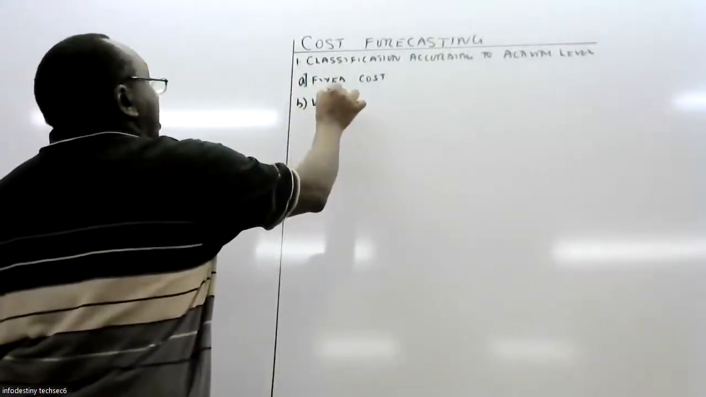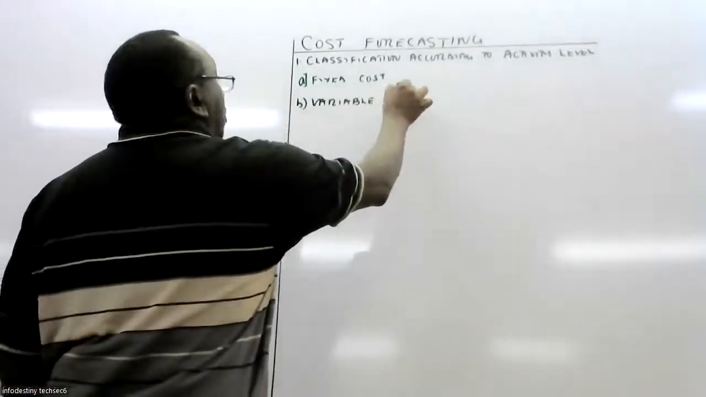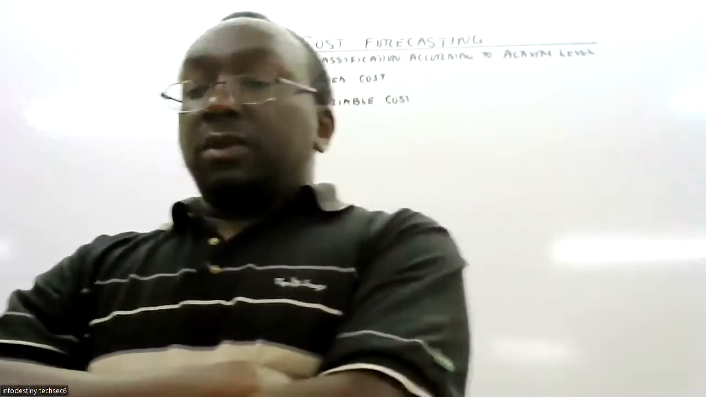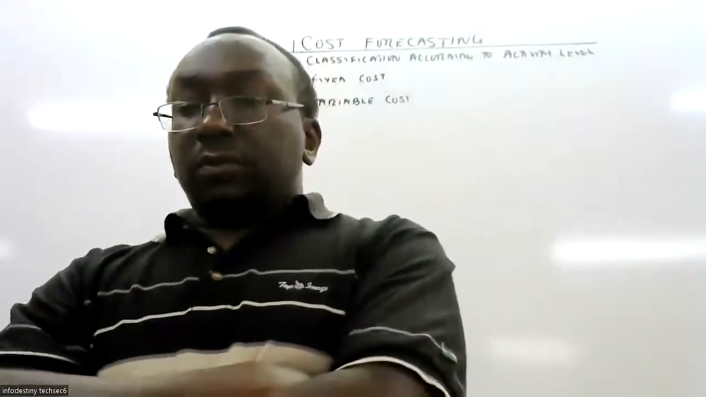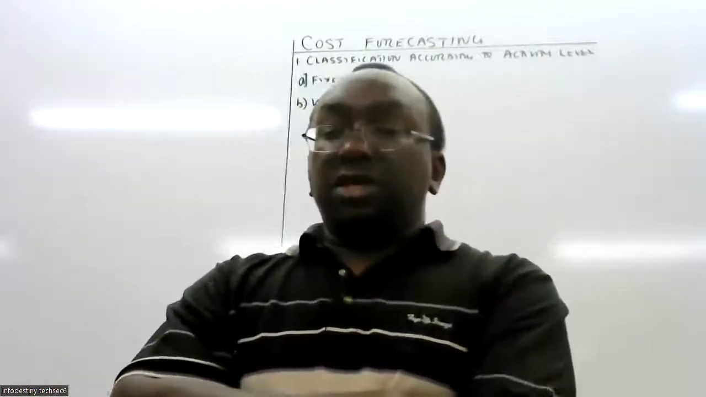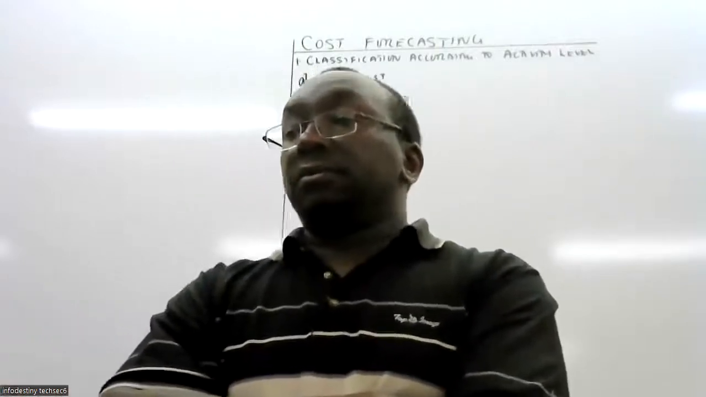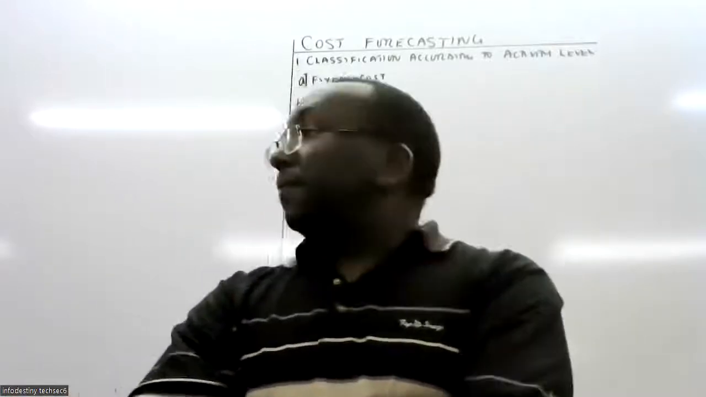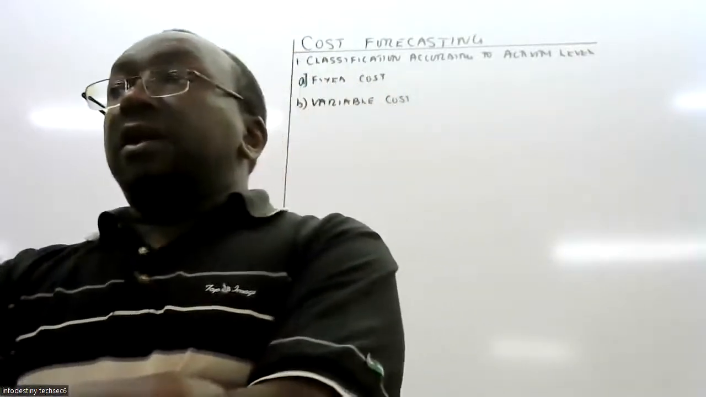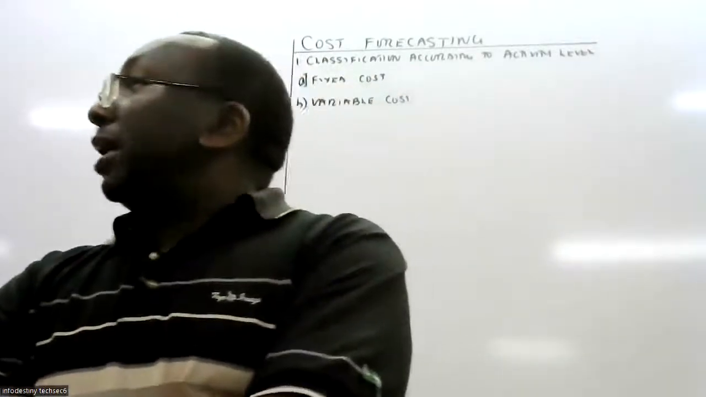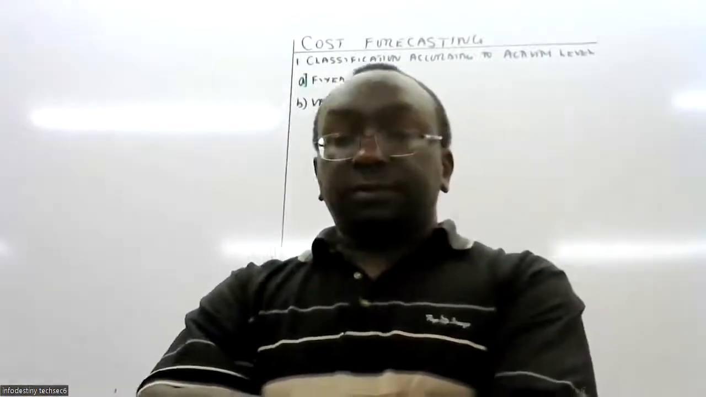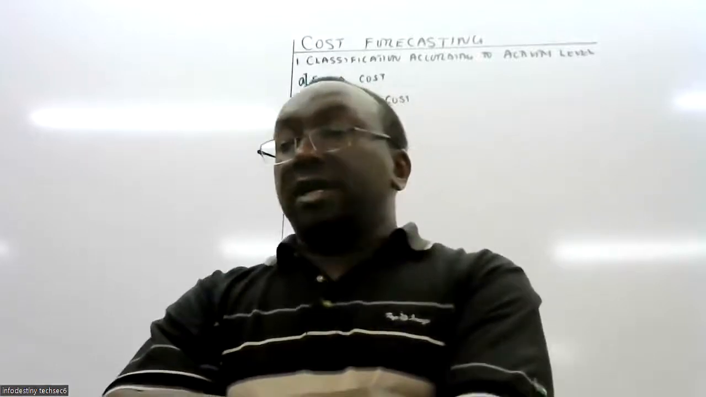B, variable costs. We write that this is cost whose total amount changes in direct proportion as the activity level changes. It is usually expressed on a per unit basis.